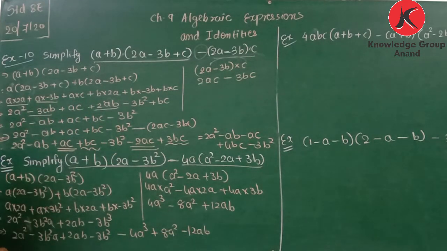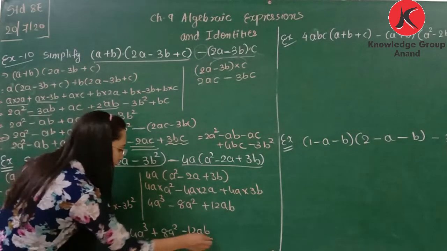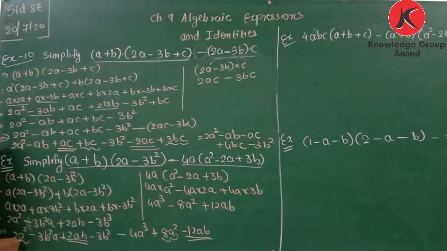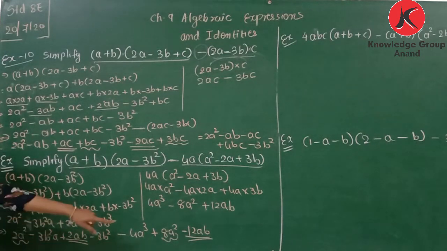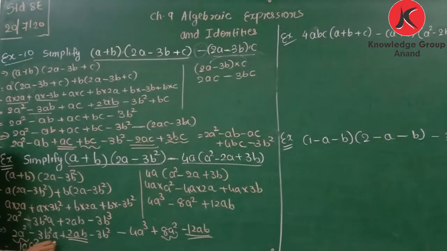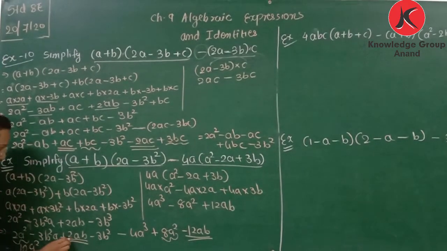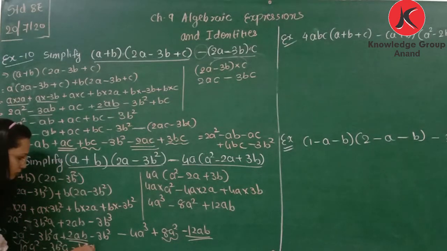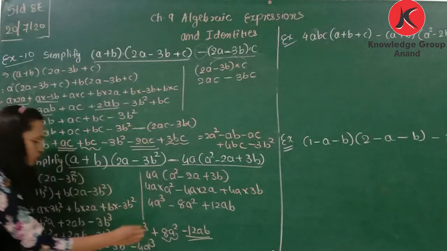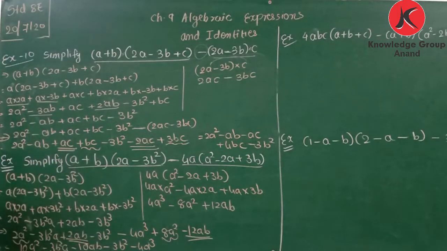Now, any like terms? Yes. 2ab and minus 12ab. 8a square and 2a square. 8 and 2 become 10a square. Minus 3b square. 2ab minus 12ab become minus 10ab, minus 3b square, minus 4ab. So this will be our answer.